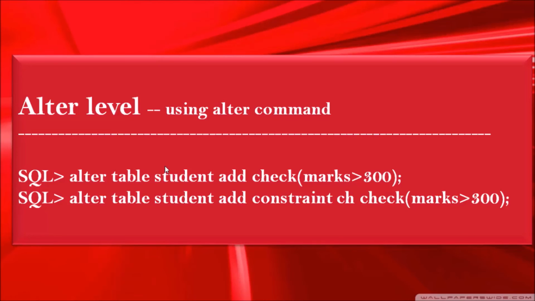Alter level constraint is generally used when, after creating a table, we need to apply certain constraints or business rules on a particular table. So that's all about constraints. I hope friends, after watching this video you have a clear idea about constraints and how we can apply constraints on a table, what the categories of constraints are, and what primary key, foreign key, check, unique, not null and default are.